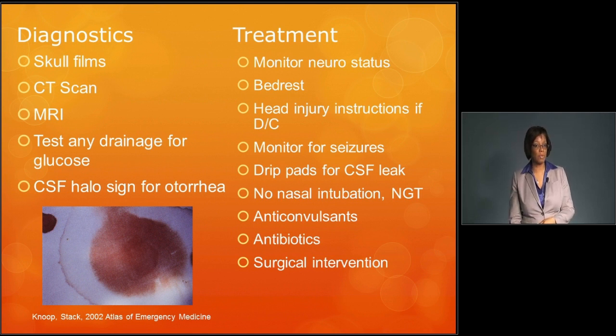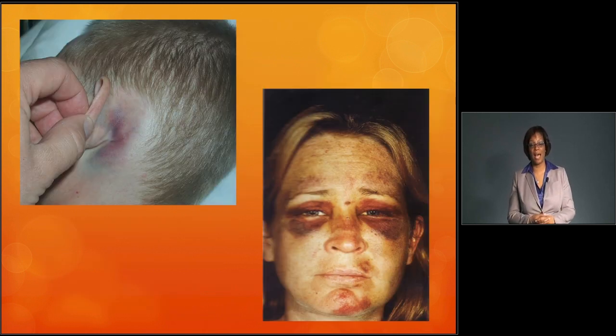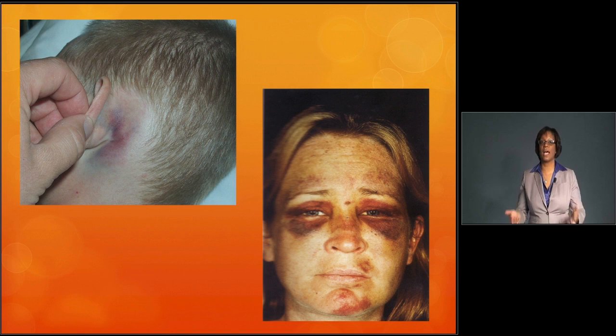It may also be a little bit yellow. The person may actually sense a taste of sweet or salty in the mouth if CSF is dripping into the back of the throat. They may also exhibit what we call battle sign and raccoon's eyes. Raccoon's eyes is bilateral ecchymosis around the eyes. Battle sign would be the mastoid ecchymosis. And typically the mastoid ecchymosis does take time to occur.